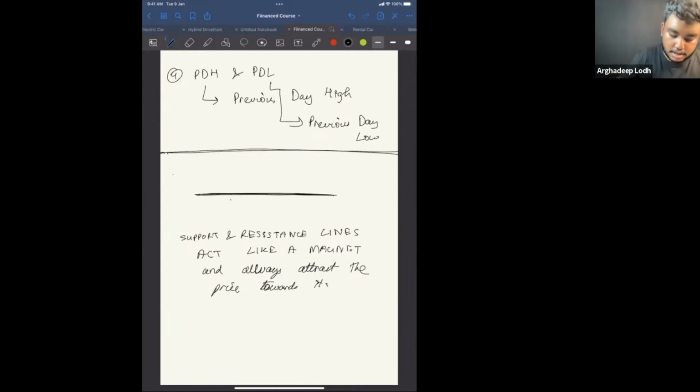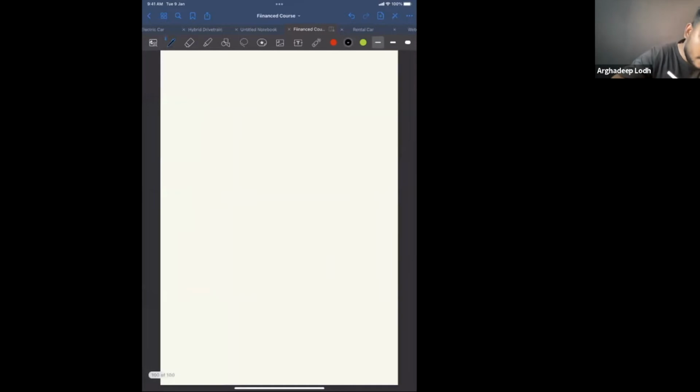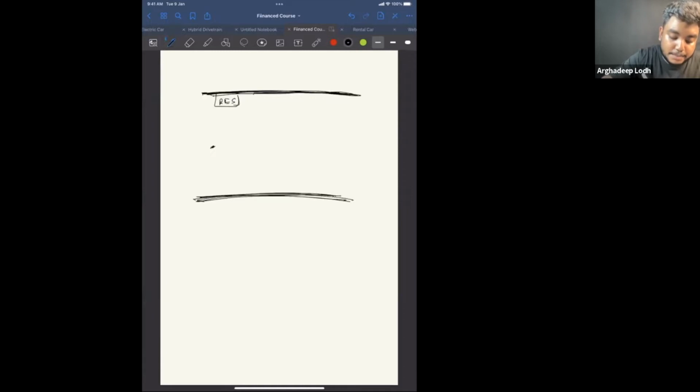Now, for example, this is a level. We don't know as of yet whether it is a support or resistance level. Remember, when you make a level and the price is below it, this level will always be resistance. When the price is below a level, that level will be resistance, and when the level is below the price, it will be support.